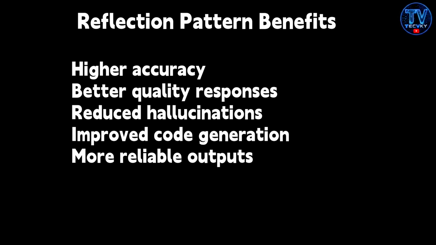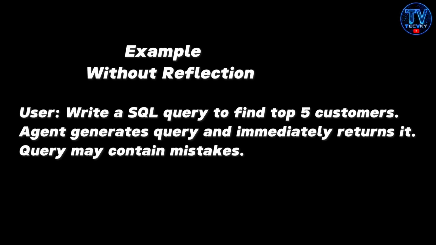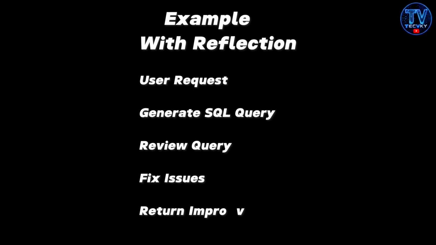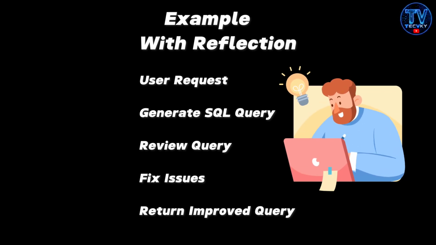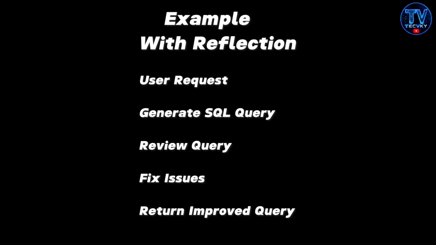Okay, so now let's take an example. User writes a SQL query to find top 5 customers. Agent generates the query and immediately returns it. The query may contain mistakes. But with reflection, the user requests, the agent generates the SQL query, reviews the query, fixes issues, and returns the improved query, similar to a developer performing a code review before committing code. Okay, so this is about the reflection pattern.